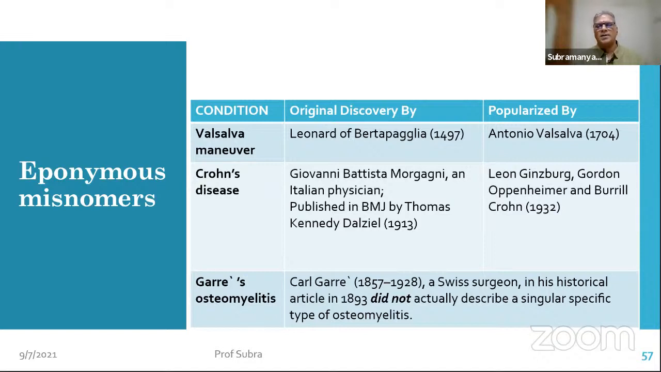It's quite popular, and it has been used for the periostitis variant of chronic osteomyelitis, which has periostitis. But if you look at the actual description given by Garry, nowhere has he mentioned periostitis. In fact, he has mentioned it as acute osteomyelitis, not even chronic osteomyelitis. But somehow, Garry's osteomyelitis has been used for chronic osteomyelitis with proliferative periostitis, though he has not actually observed and presented it. So that is an eponymous misnomer.